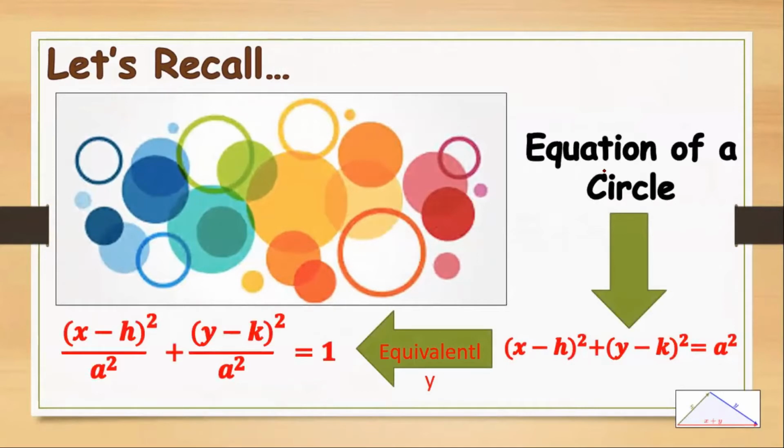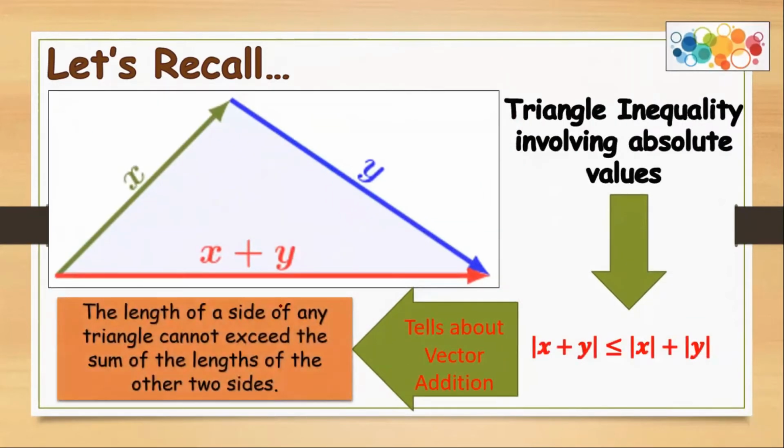Take note that the equation of a circle is quantity x minus h squared plus quantity y minus k squared equals a squared. And if we divide a squared on both sides of the equation, equivalently, we get (x minus h) squared all over a squared plus (y minus k) squared all over a squared equals 1. And also, we have here the triangle inequality, which involves absolute values.